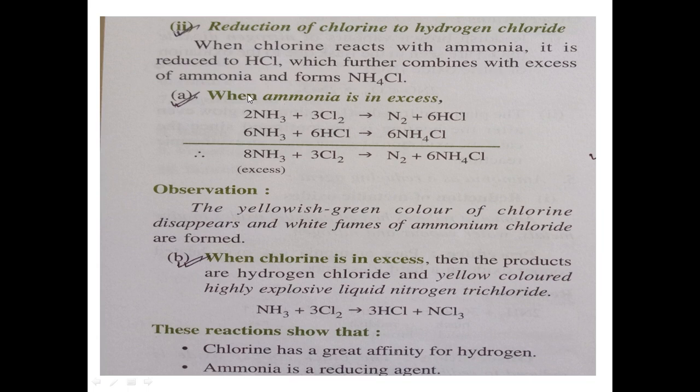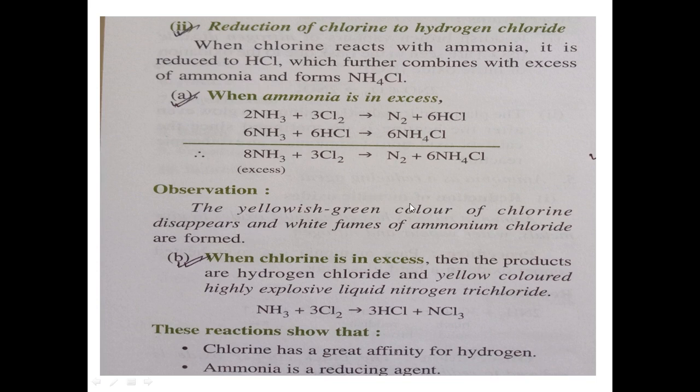So you can see here the reaction when ammonia is in excess. If you use excess of ammonia, then ammonia combines with chlorine to form nitrogen plus hydrogen chloride, and this hydrogen chloride further combines with ammonia to give ammonium chloride. That means if ammonia is in excess, then it reacts with chlorine to form nitrogen gas and ammonium chloride. The yellowish green color of chlorine disappears and white fumes of ammonium chloride are formed.